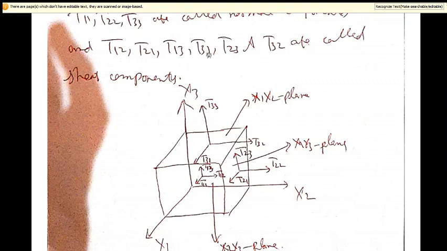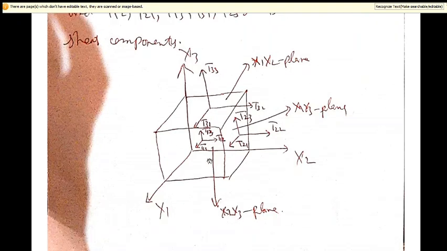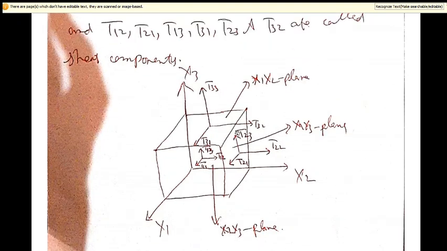Similarly, if you have T31, it means that this component will lie in a plane whose normal is along x3 direction, and this is the plane x1 x2 whose normal is in x3 direction. This one is parallel to, in the direction of x1 axis. This is how you can talk about each and every component of this stress.